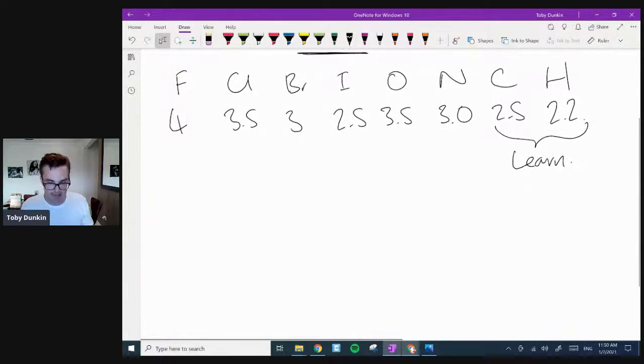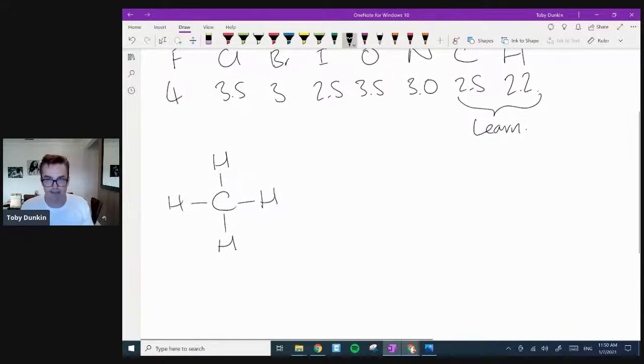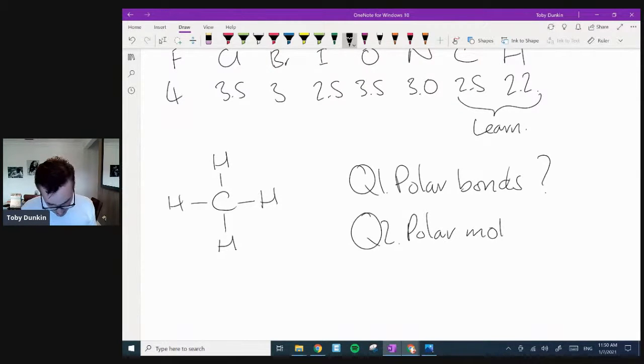So now that we've got our data, we need to start looking at molecules. Let's now have a look at methane. It's the first one to mention here. So there are two questions we're going to be asking throughout this entire lesson. Question number 1: polar bonds? Question number 2: polar molecule? Those are my two questions that I have to ask at every stage.